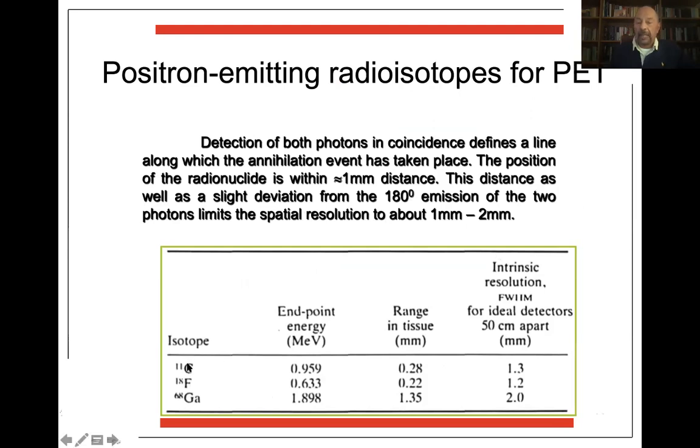The typical isotopes used are these, with the large majority being fluorine-18. There is some problem related to the range in tissue of the positron. You see, if you use gallium-68, you have a high energy, so it's a longer range, which makes a problem in the resolution of the image. So you see that the resolution can be in the order of 1 millimeter. If you go to high energy, you go in the order of 2 millimeters.